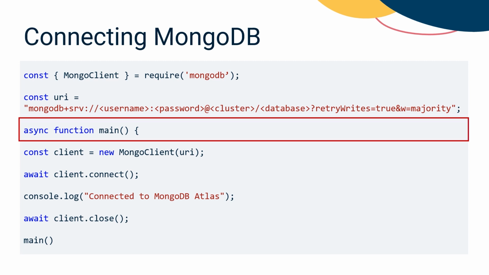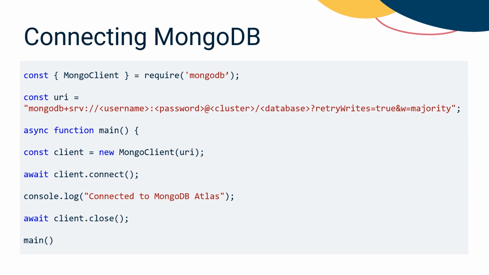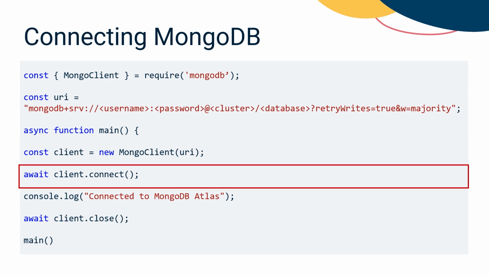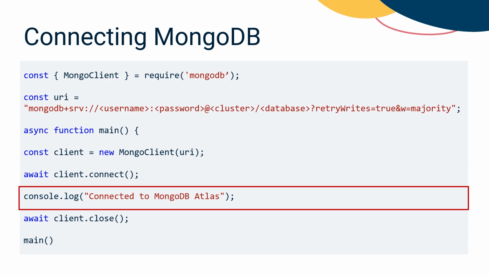This line represents the primary function of the script. A MongoDB connection is established here. This line creates a new Mongo client using the connection string. This line establishes a connection with the MongoDB Atlas cluster specified in the connection string. Once the connection is successfully established, this message is printed to the console.